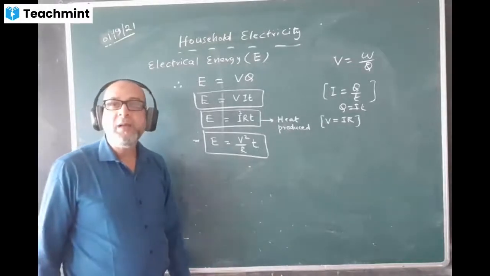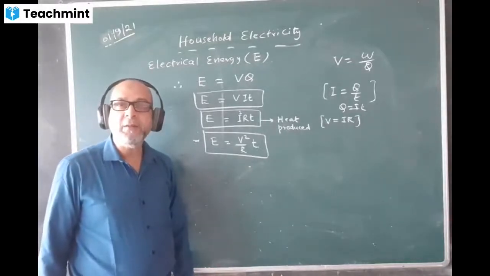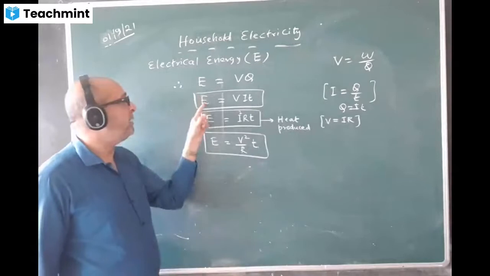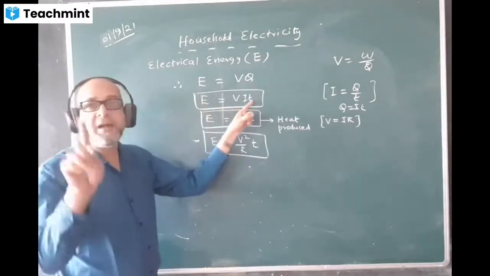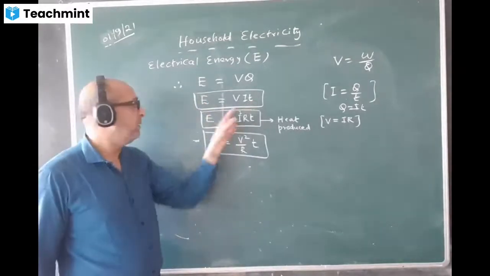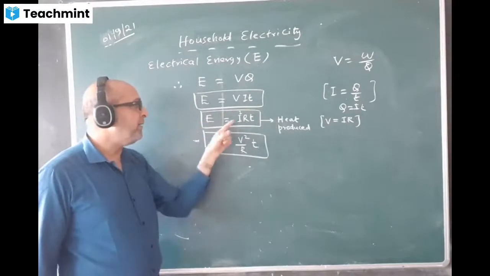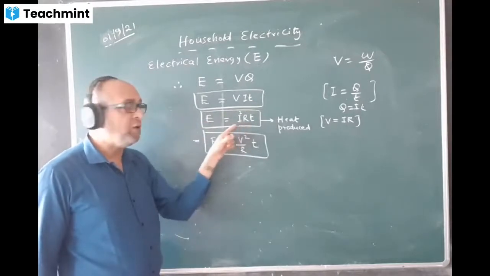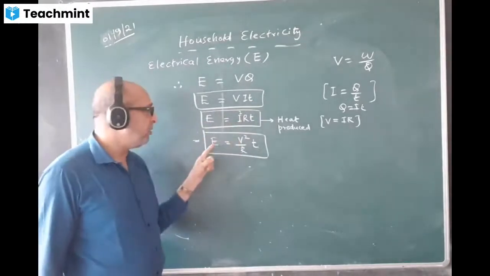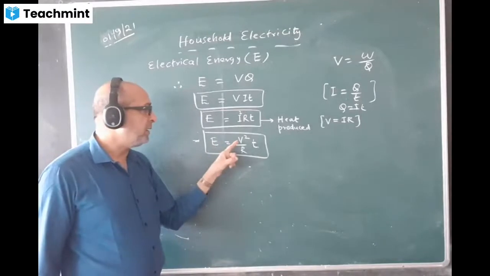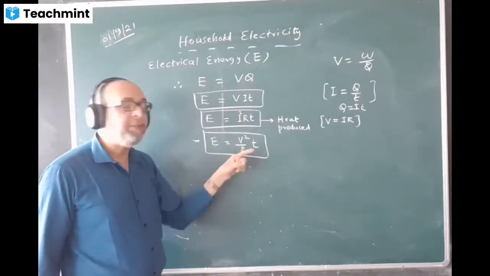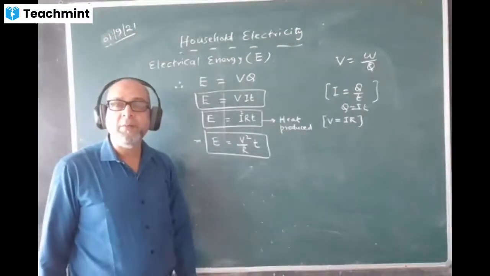So each formula is different from the other. This formula is in terms of voltage, current and time; resistance is not coming. In this formula, voltage is not coming, current is coming. This formula is in terms of voltage, resistance and time; current is not coming here.